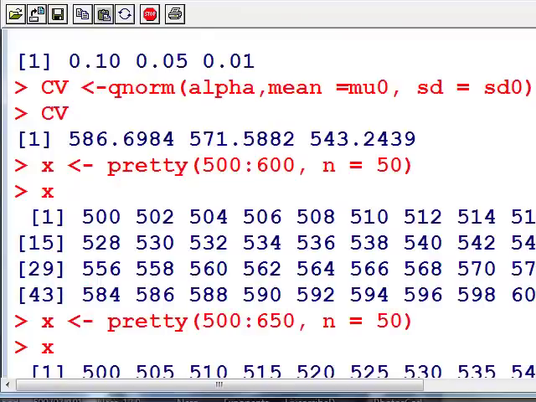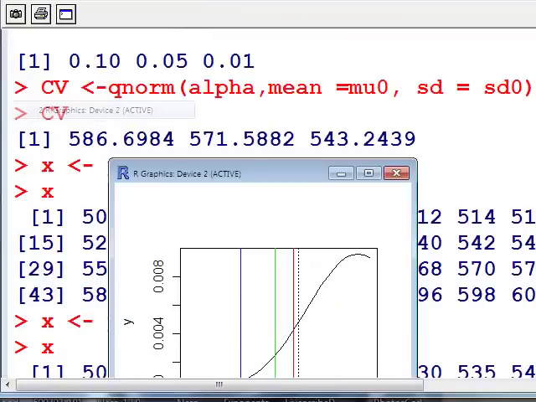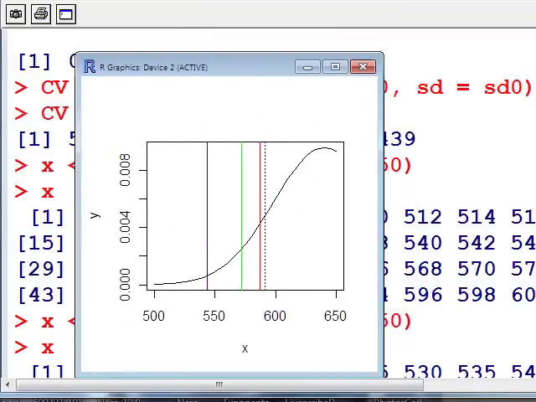Well, I went to Windows and got hold of it, and it didn't want to move where I wanted it to. Here it is. Okay, so you see the normal distribution. You see the three critical values in different colors showing up. And then because I used LTY equal dash, it does make the test values show up. Okay, that's an example for the normal distribution, not normalized.